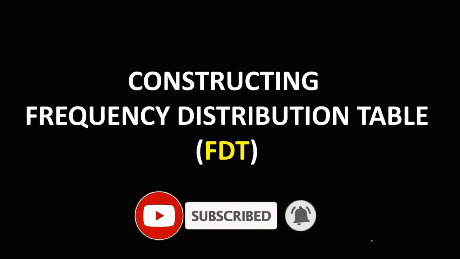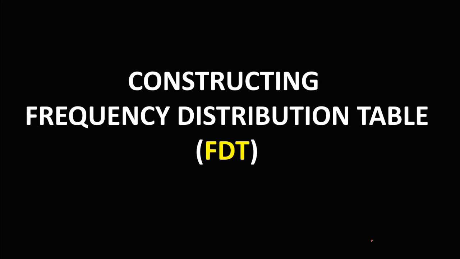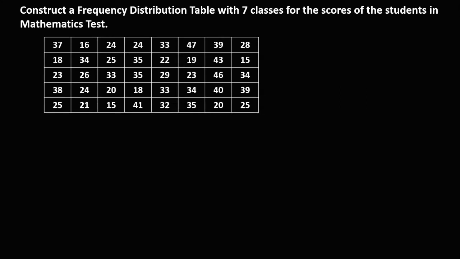So we're going to construct a frequency distribution table, or the FDT. We have this given: construct a frequency distribution table with 7 classes for the scores of the students in mathematics tests. These are the different scores of the students in their mathematics tests. Since we have 40 scores, n is equal to 40.